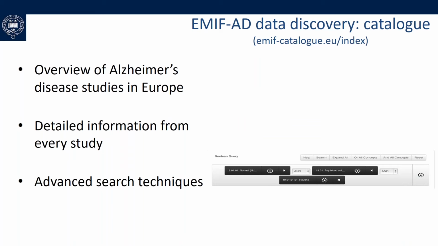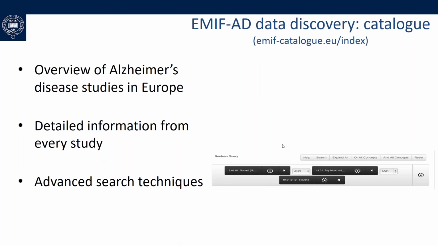It will allow you to do advanced search techniques, so you can use Boolean type search characteristics, you can combine the different variables that you're interested in. So it might be that you're just interested in MCI in people under the age of 60, where you can find the cohorts across Europe that have got that kind of data.